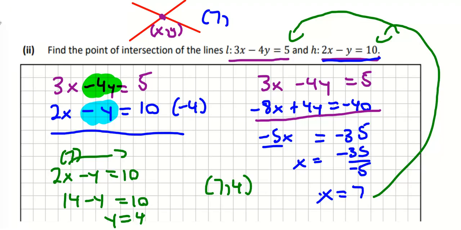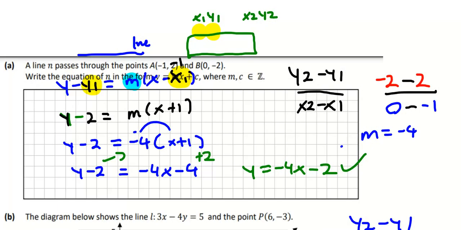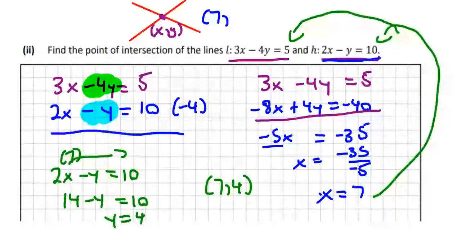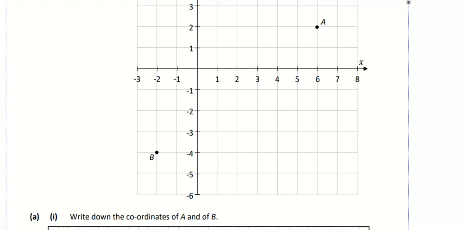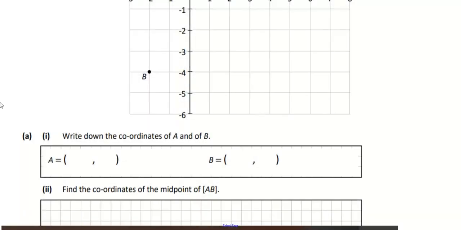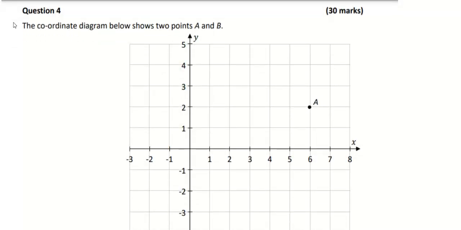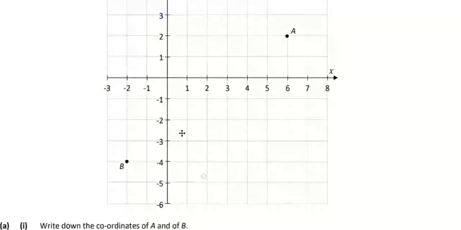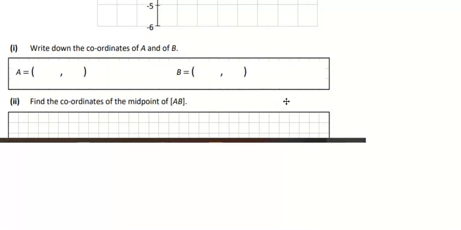Okay, so that, lucky enough, is question 3 on the 2021 paper. Okay, now we're going to go to question 4 on the 2021 paper. Here it is. Okay, I might try and make it that little bit smaller.